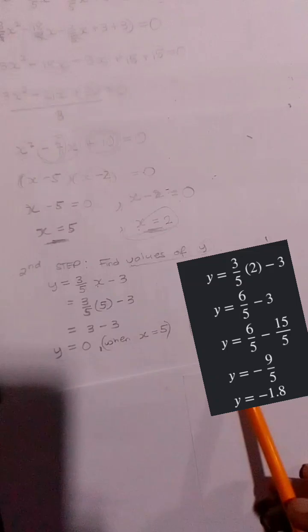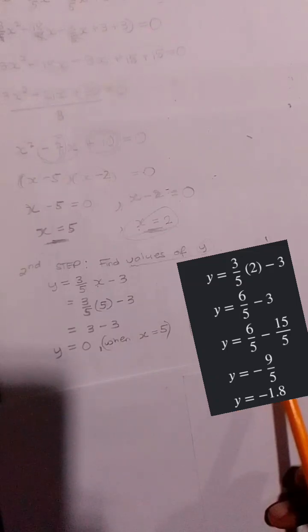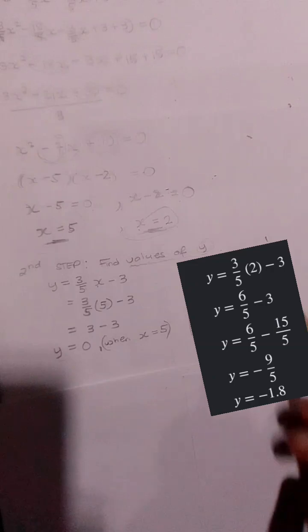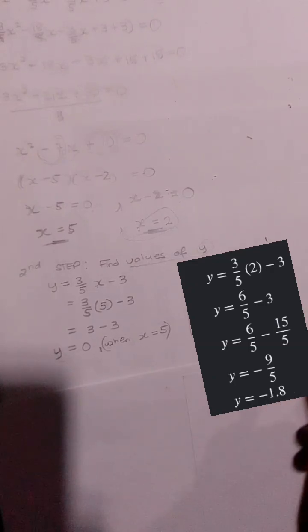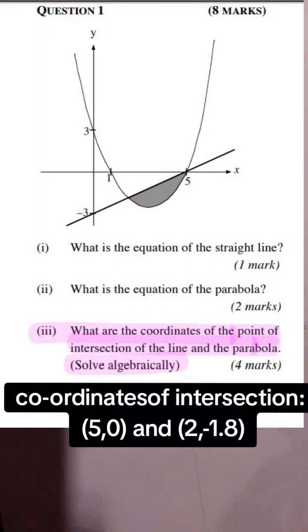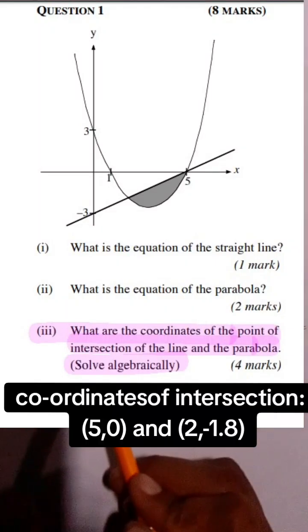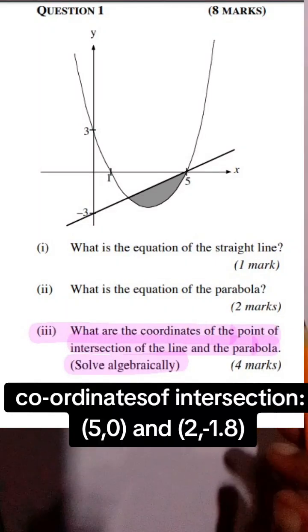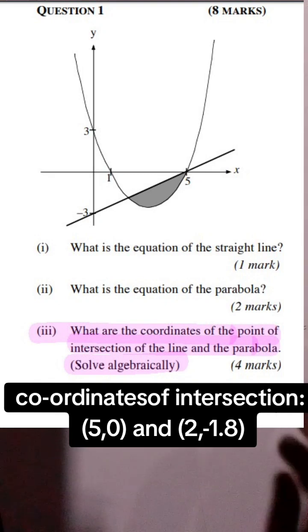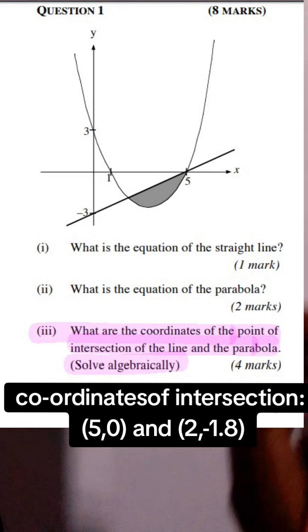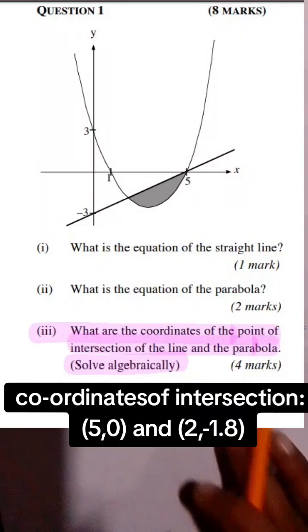And now we have y is equal to negative 9 on 5, which is also equal to y is equal to negative 1.8. With that, you will notice that the first coordinate, 5 and 0, can easily be identified within the diagram itself as a point of intersection.